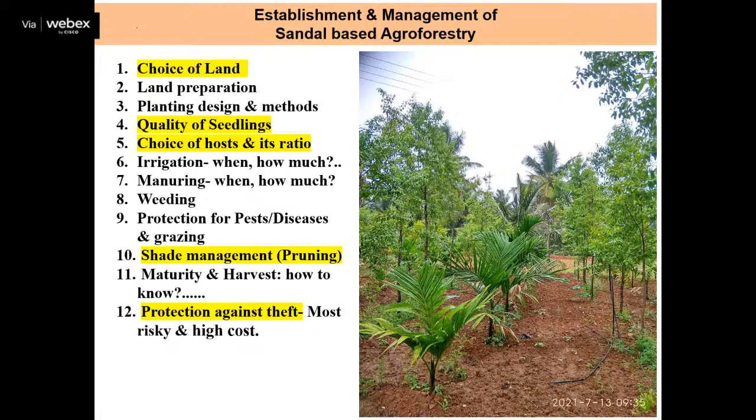Then there are other minor factors: irrigation, manuring, weeding, this sort of thing. Another major one is shade management. When you are doing intercropping, especially in the interface between the lines, you may want to grow an agriculture crop. In North Karnataka, they cultivate Bengal gram, and in some places they use pumpkin or other agriculture crops. In that case, we have to manage shade to get a proper yield from the intercrop. Another most important factor is protection against theft. That is one of the important factors and a highly costly affair. So these are the things we have to take care of.